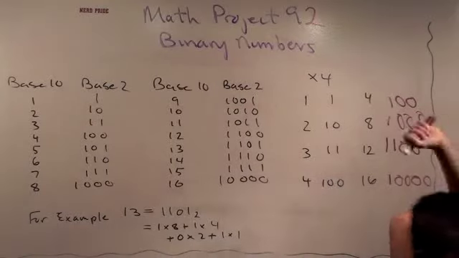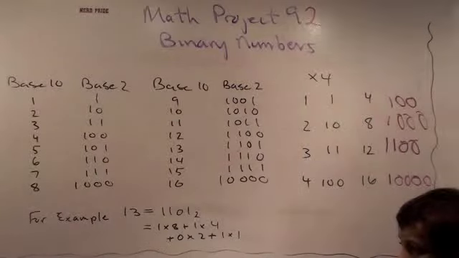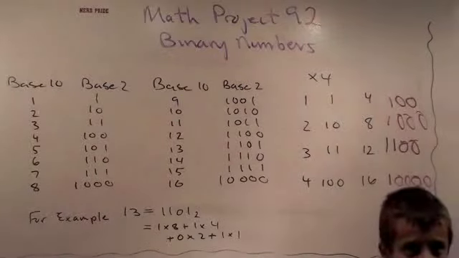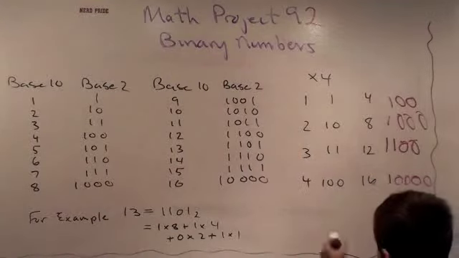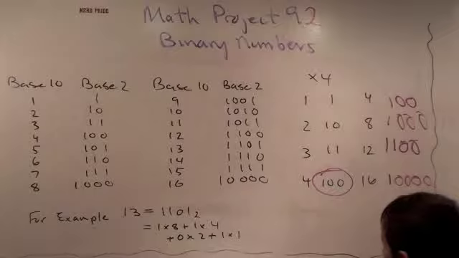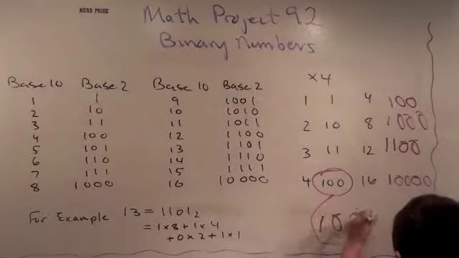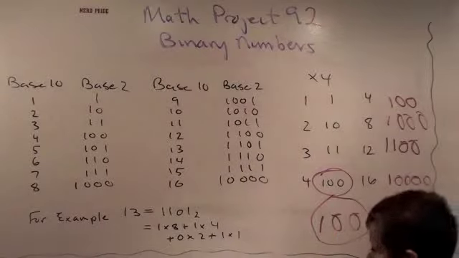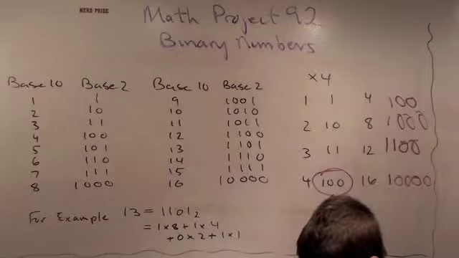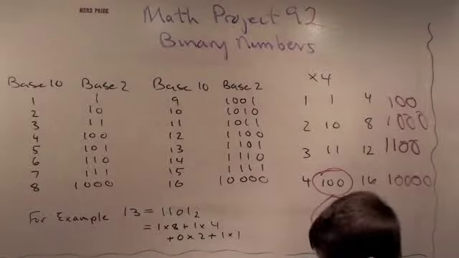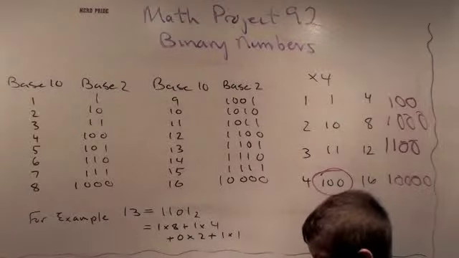Well, that's pretty neat. And what's the symbol for 4 in base 2? What do we write for 4 in base 2? 1, 0, 0. And what do we write for 100 in base 10? 1, 0, 0. That's funny. So multiplying by 2 is very similar to multiplying by 10. You just add a 0. And multiplying by 4 is kind of like multiplying by 100 because you just add 2 zeros.